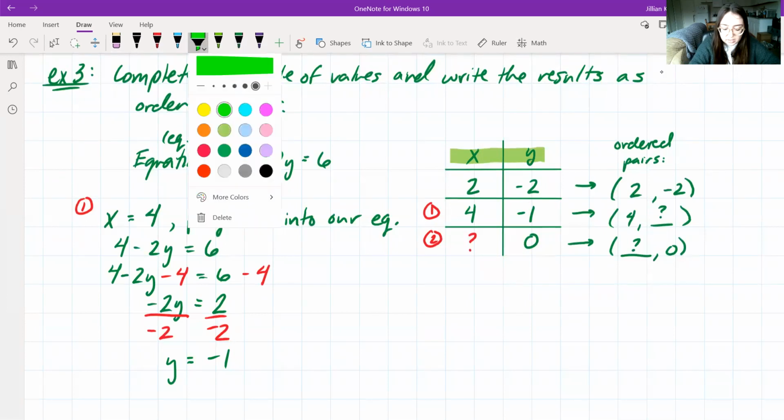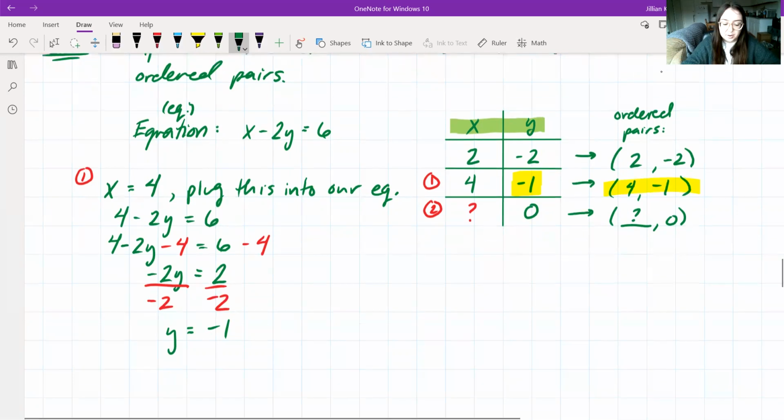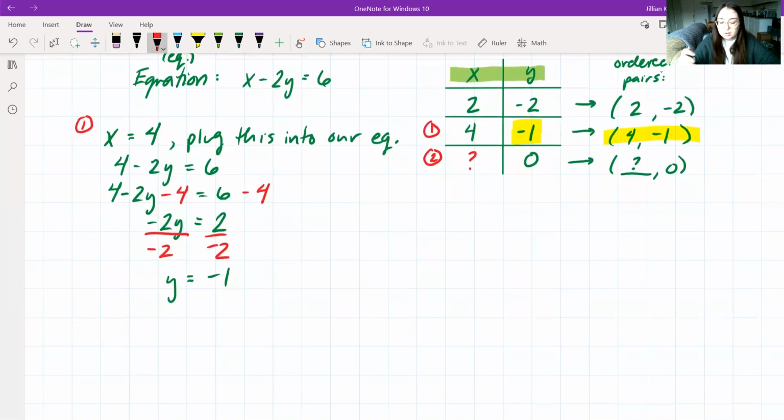So we have negative 1, and let's highlight. This was our answer, negative 1. So our ordered pair will be 4, comma, negative 1. And now for our second, technically our third row in our table, but our second thing that we're solving for. So we're going to put this right here, number 2.